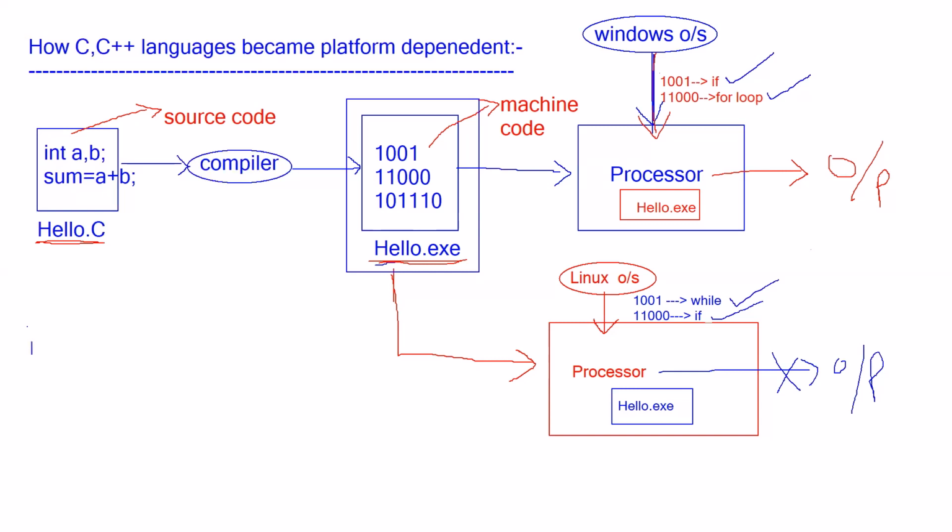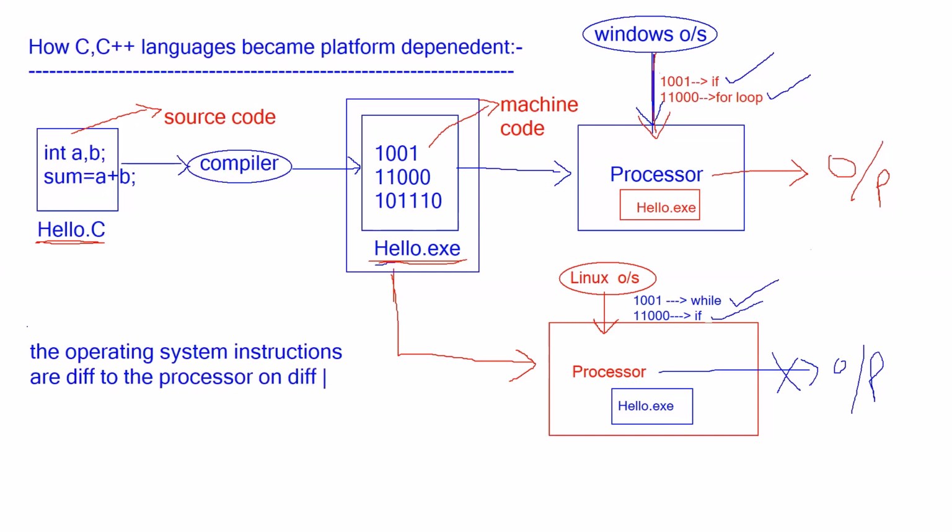Because we can conclude that here by seeing it, the operating system instructions are different to the processor on different machines. So the operating system instructions are not the same to the processor on every machine. They are different from one machine to another machine. That's the reason this compiled code, the C compiled code, we cannot run on another machine.